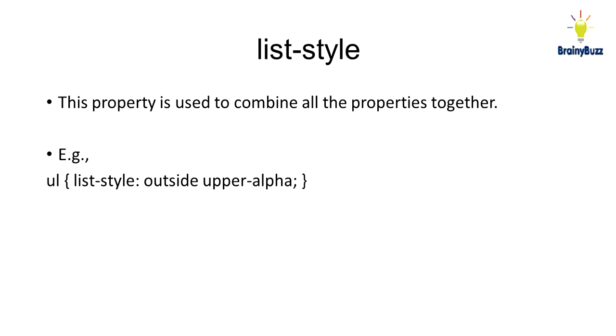This is the list style property. You can combine all the properties together, like list style outside over here, and the type that you want, the numbers, whether you want it in Roman, or the disc, or the square, or like that.